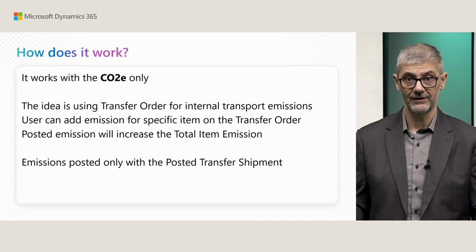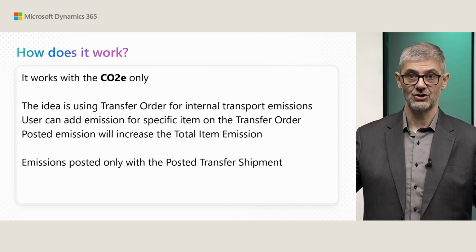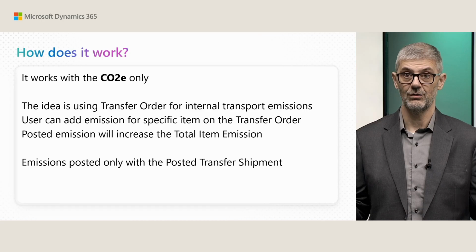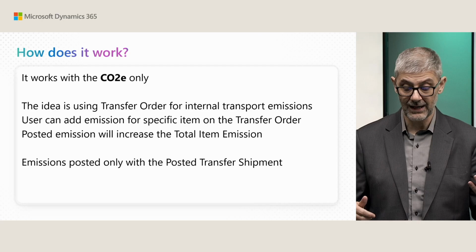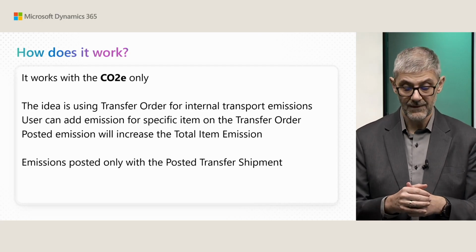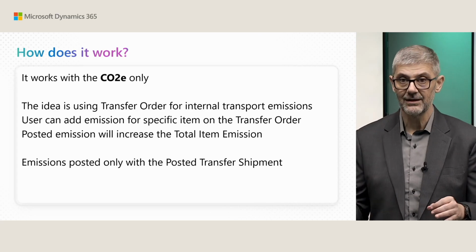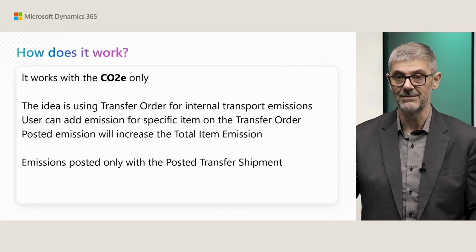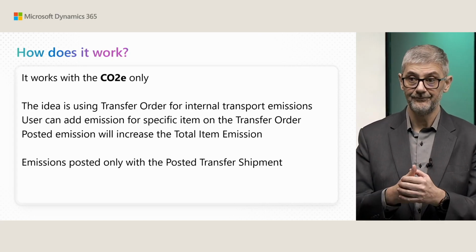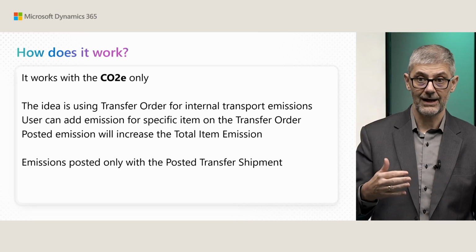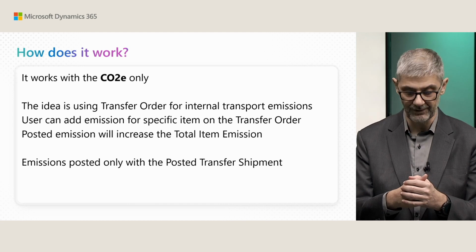But there's often a case that we have some internal transport because one location is in one city, another location in another city. So we have internal transport from location to location. So you can use transfer order to add additional emission for a specific item or items in the transfer order. And when you post, you can get all these details, and it will increase total item emission, so emission per item. The same way as we are working with costs with the accounts, but this is not related to the transfer orders, but you can use some other examples.